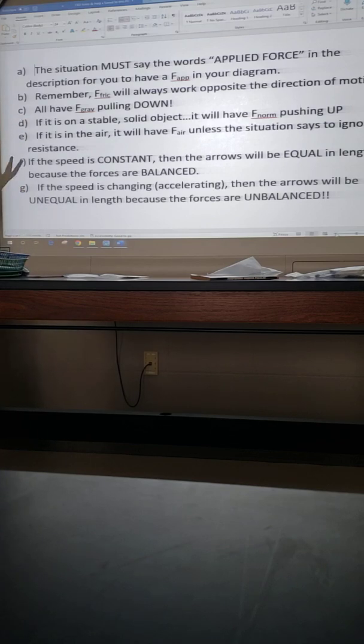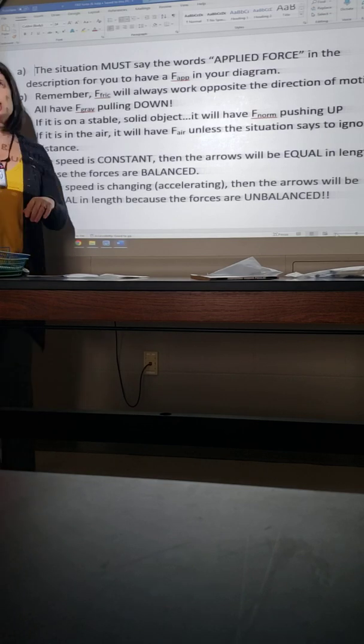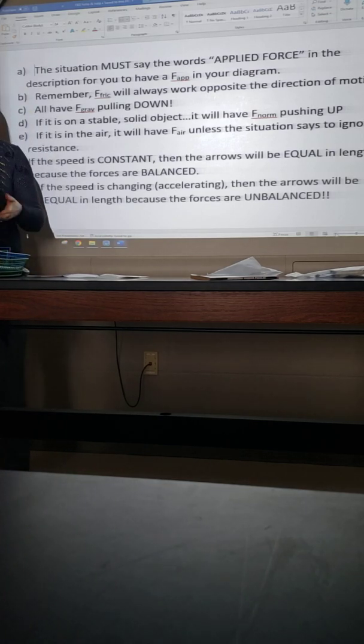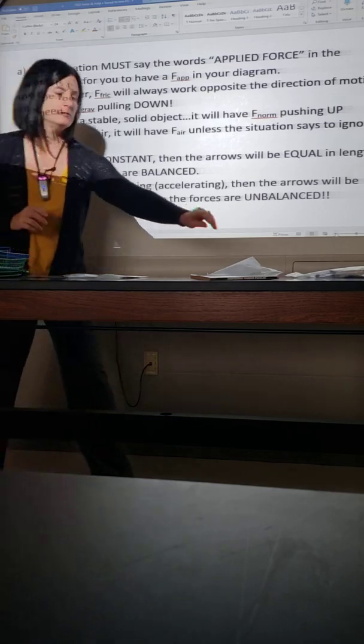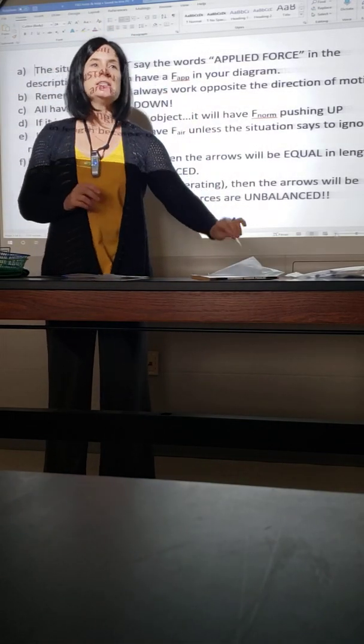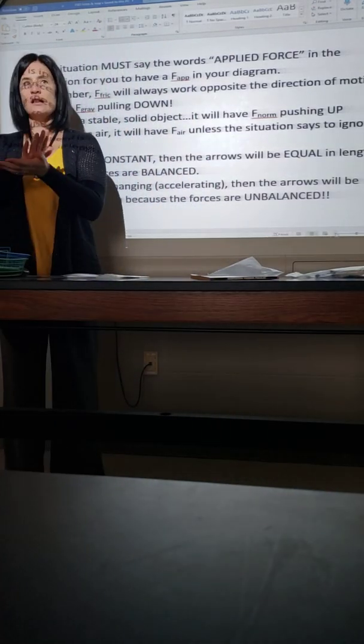Obviously, gravity is always going to be pulling downward. So unless it says ignore gravity or something like that, you have to make sure that it has that force of gravity in the description. The only time normal force can be in this little diagram is if it is a solid to a solid.